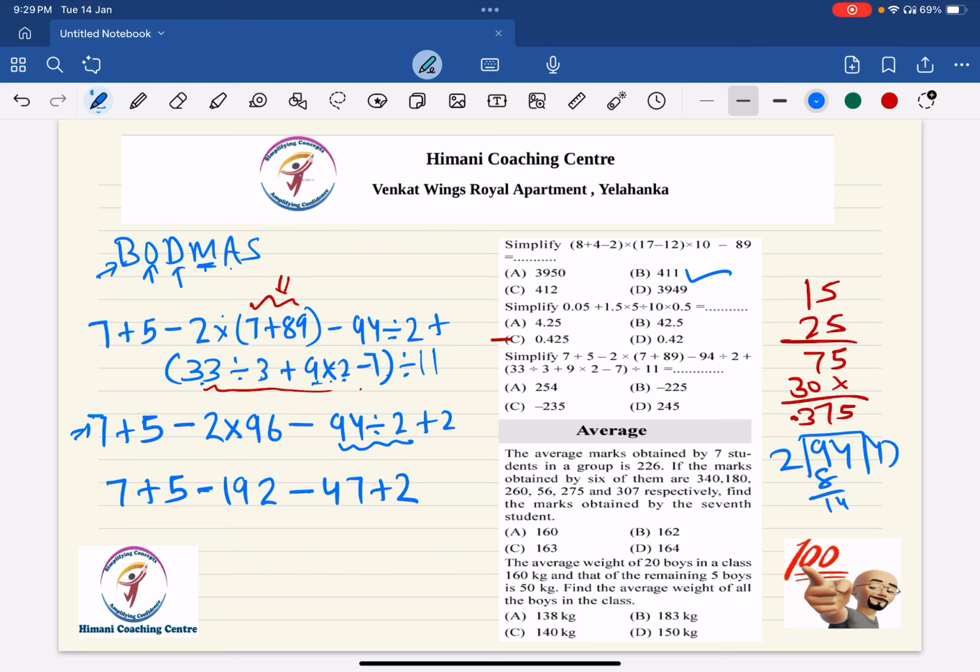Now we have to simplify. All the positive terms are what? 7 plus 5 is 12, 12 plus 2 is 14. So we get 14 plus, then we have minus 192 and minus 47. So minus and minus will be added with a minus sign. So 7 and 2, 9, 9 and 4, 13, 1 and 1, 2. So minus 239 plus 14. So minus is bigger, so subtraction from the bigger number. 9 minus 4 is 5, 3 minus 1 is 2, and minus 225 is the answer.